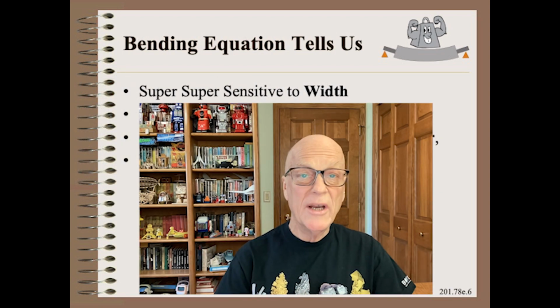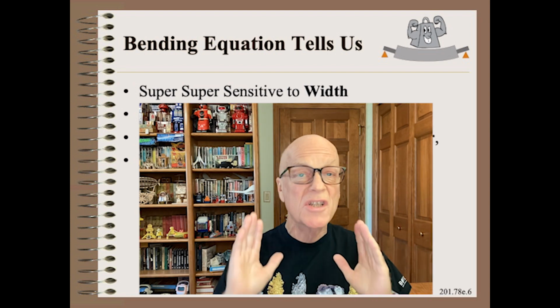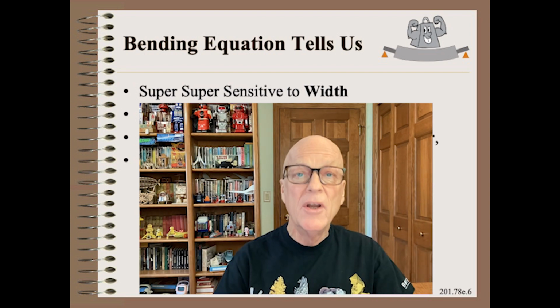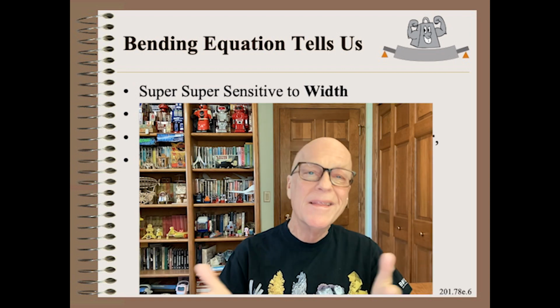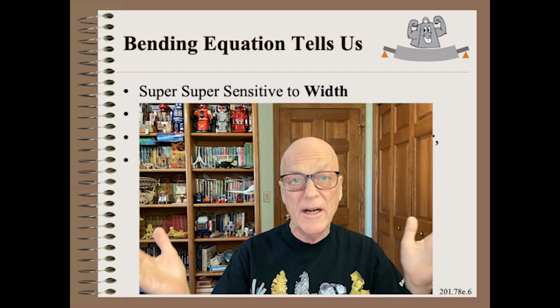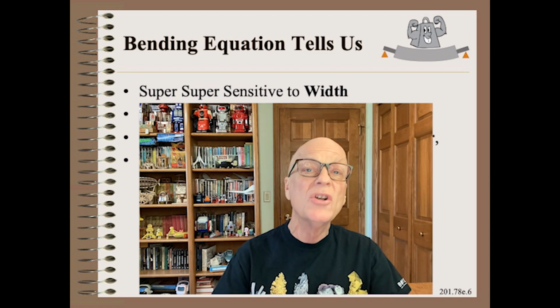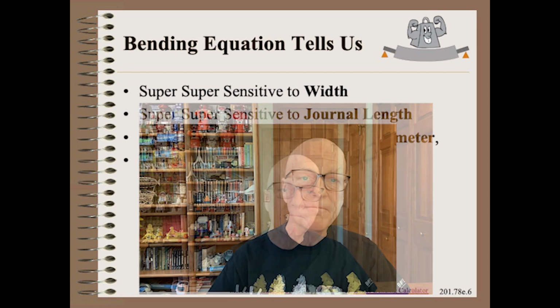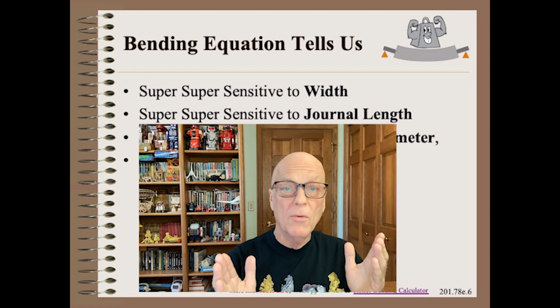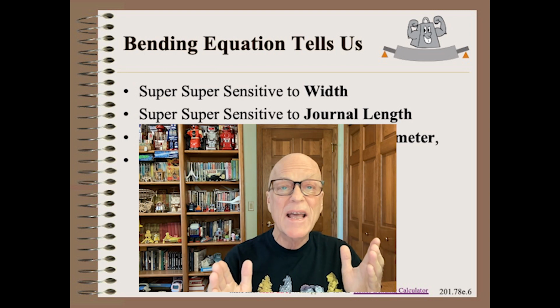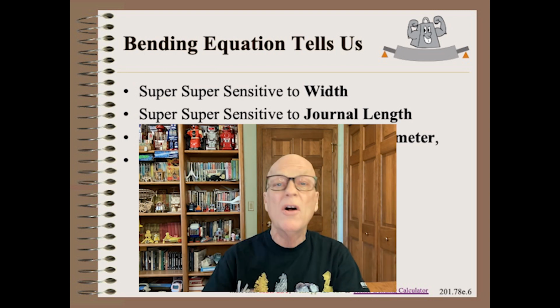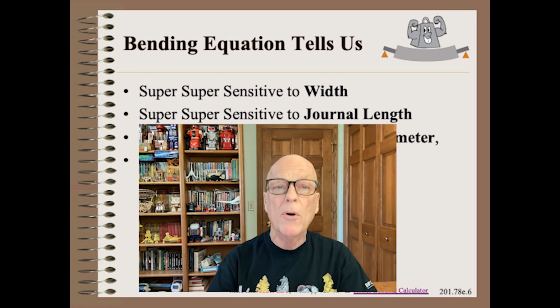The bending equation tells us several things. The first is that it is super sensitive to roller width. The upshot is, the wider the roller, the bigger the roller diameter needs to be to resist deflection. What many people don't realize, however, is that the journal length is also extremely important for simply supported rollers.